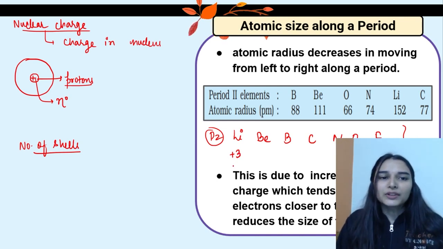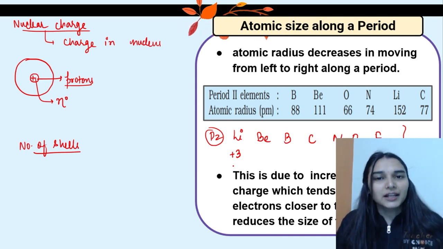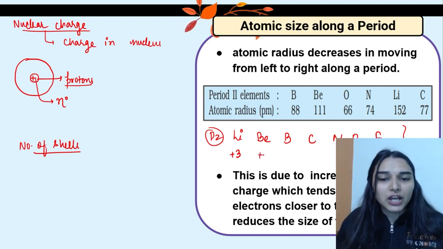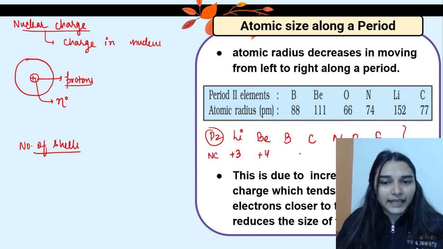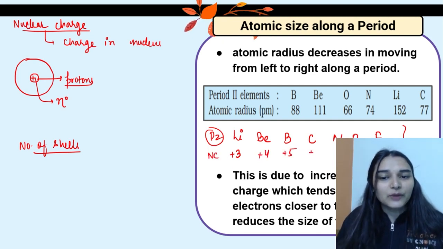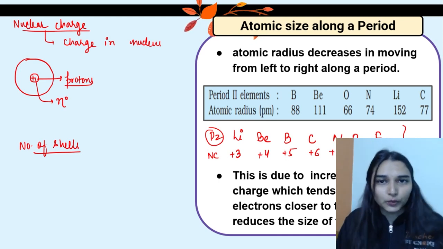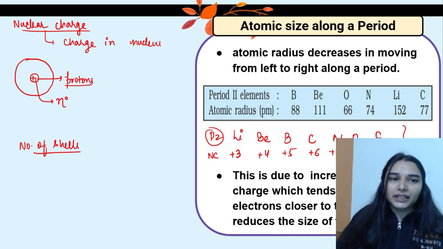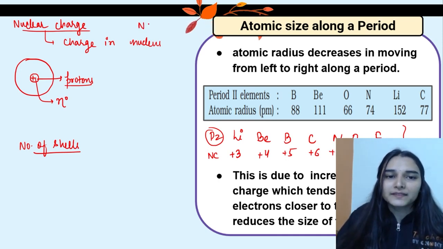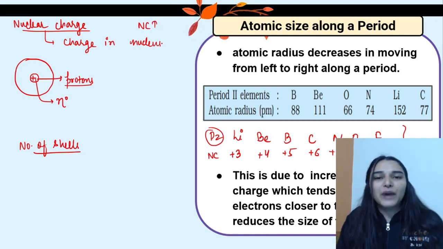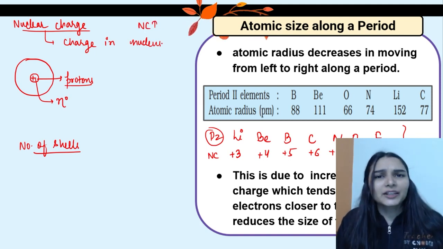So the number of protons is the nuclear charge. Beryllium has a nuclear charge of +4, boron +5, carbon +6, nitrogen +7, oxygen +8, fluorine +9, because the fluorine nucleus has 9 protons in it. So now what do you think? If nuclear charge is more, what will be the impact? How is that going to impact the size?